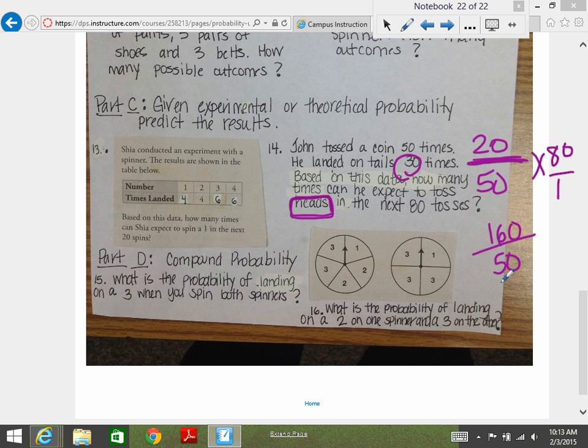Now you have to reduce. You have a calculator. So 160 divided by 50. What's that give you? 35? 3.2? There's no way. Not for 160 over 50.